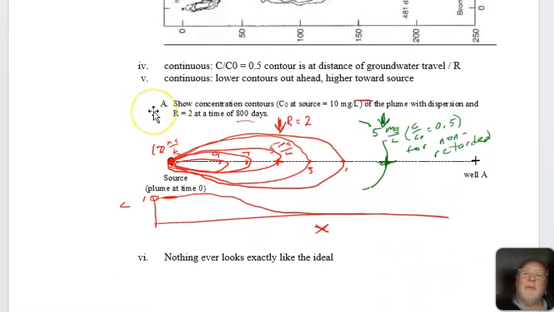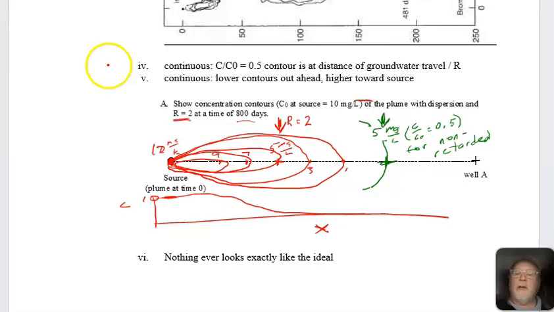For a continuous plume, we get C equals C0 at about 0.5 at the distance the groundwater travels. So that's kind of where the centroid of the plume is, again assuming there's no biodegradation. In this example, we had a retardation factor of 2.